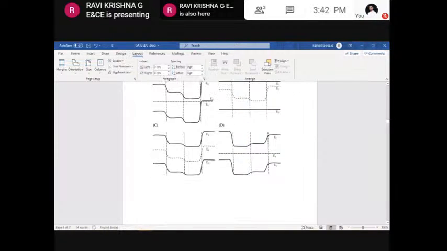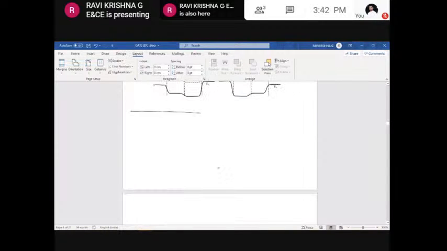Before that, let us consider some concepts here. For N-type material, we know that the Fermi level will usually be nearer to the conduction band. Whereas in the case of P-type material, this is your EC, the bottom of the conduction band, and this is your EV. In the P-type material, the Fermi level will be nearer to the valence band. This is the Fermi level.